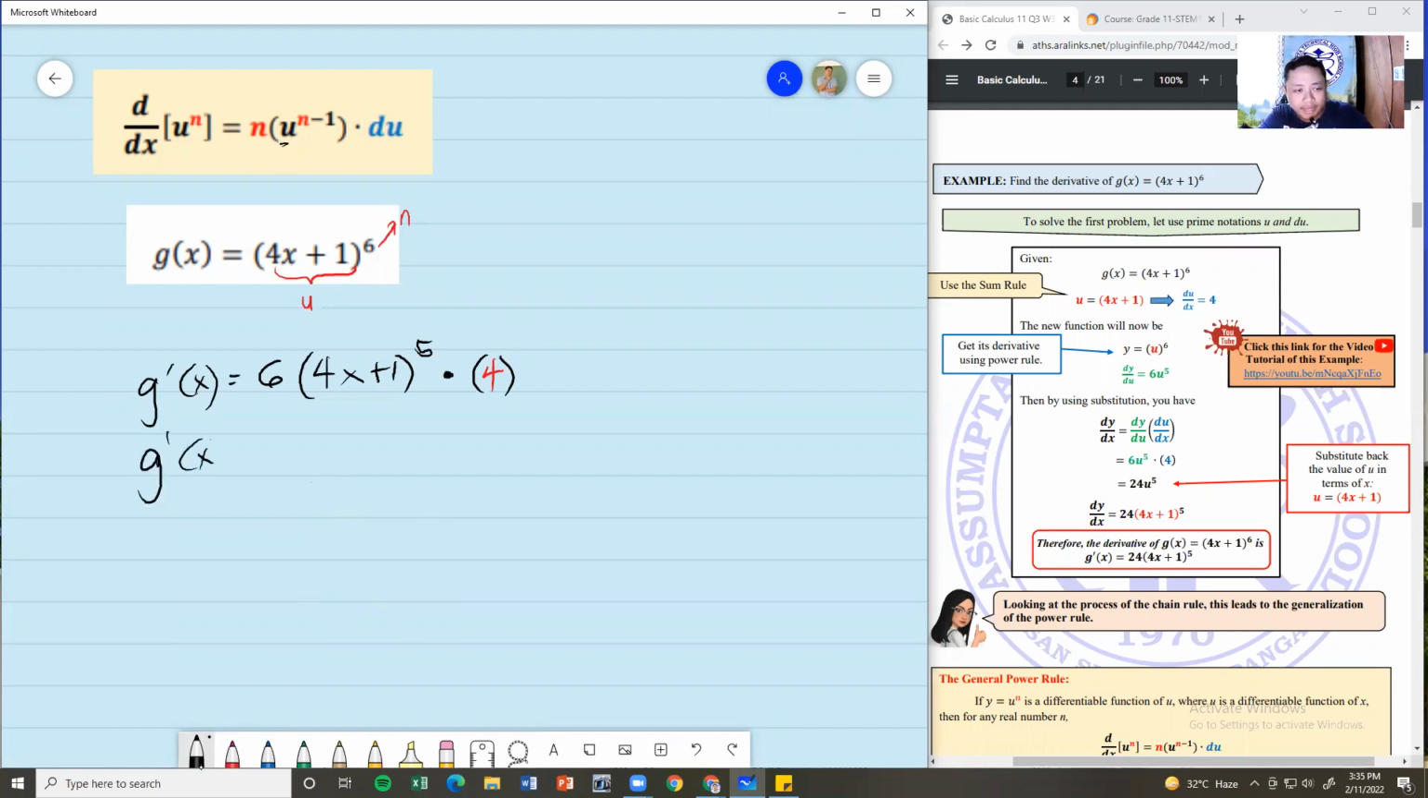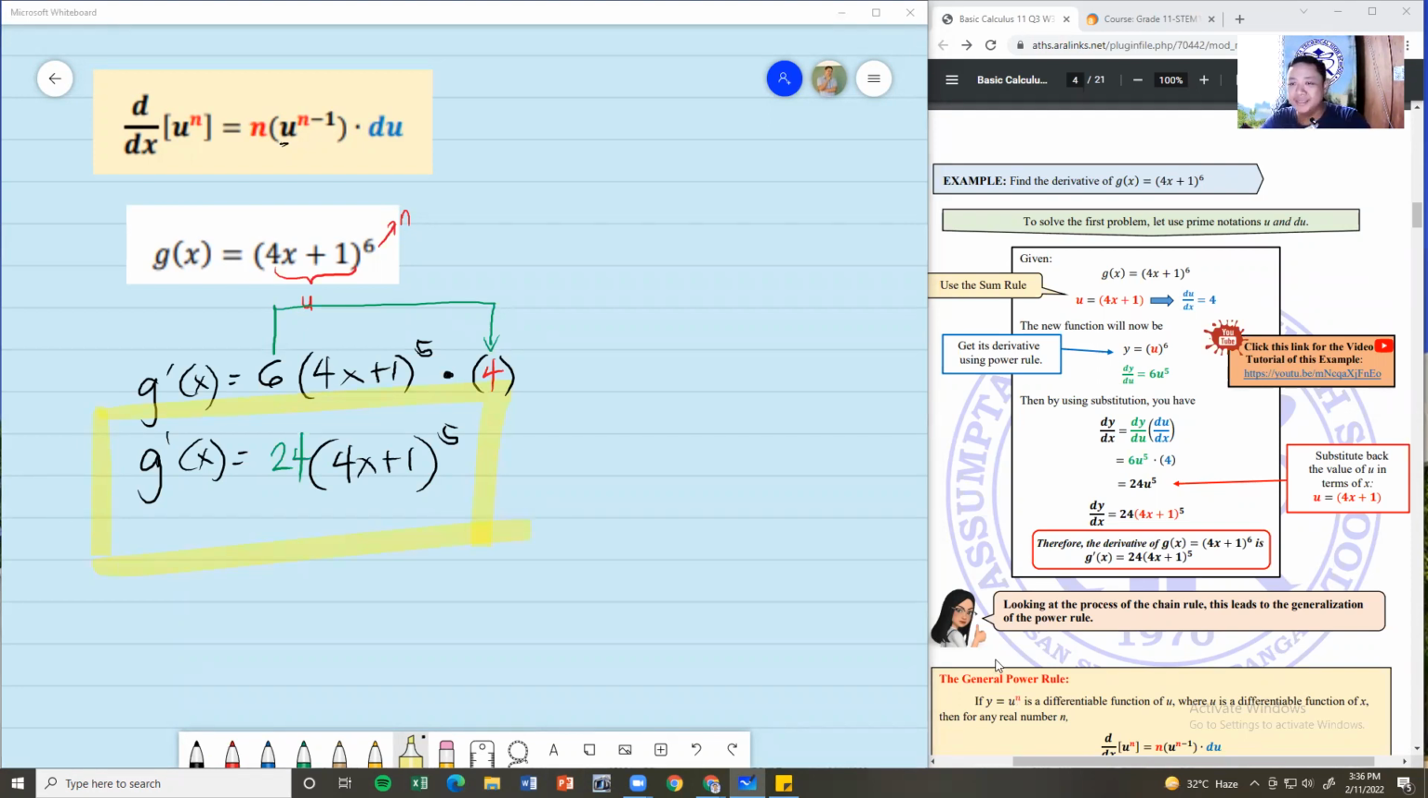G prime of x will be equal to, this time we can only multiply your coefficient to coefficient. So 6 times 4, the answer is 6, 12, 18, 24. So we will have here 24 times 4x plus 1 raised to 5. And that's it. That's already our chain rule or the general power rule. Show me a reaction if that's clear to you. Very good.